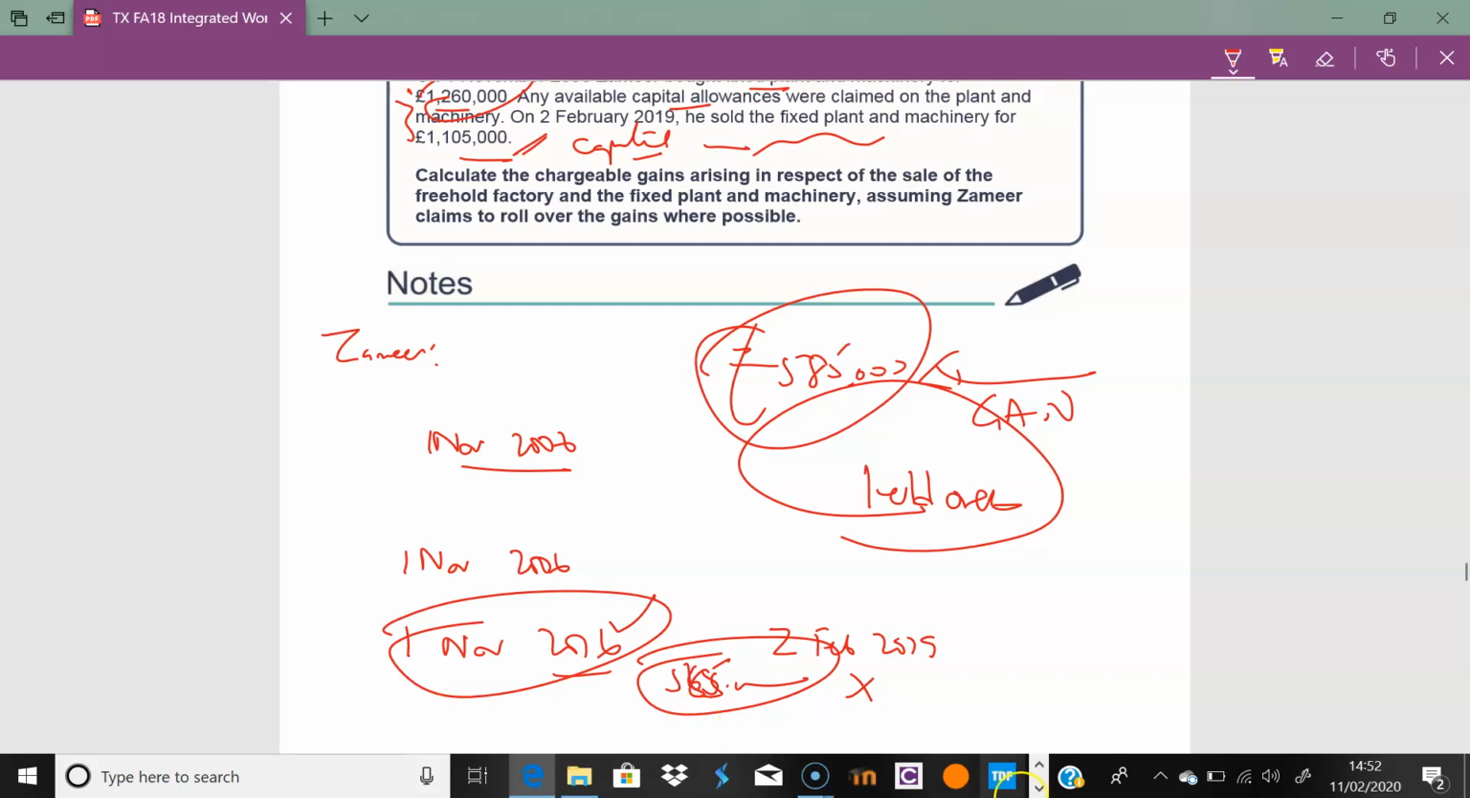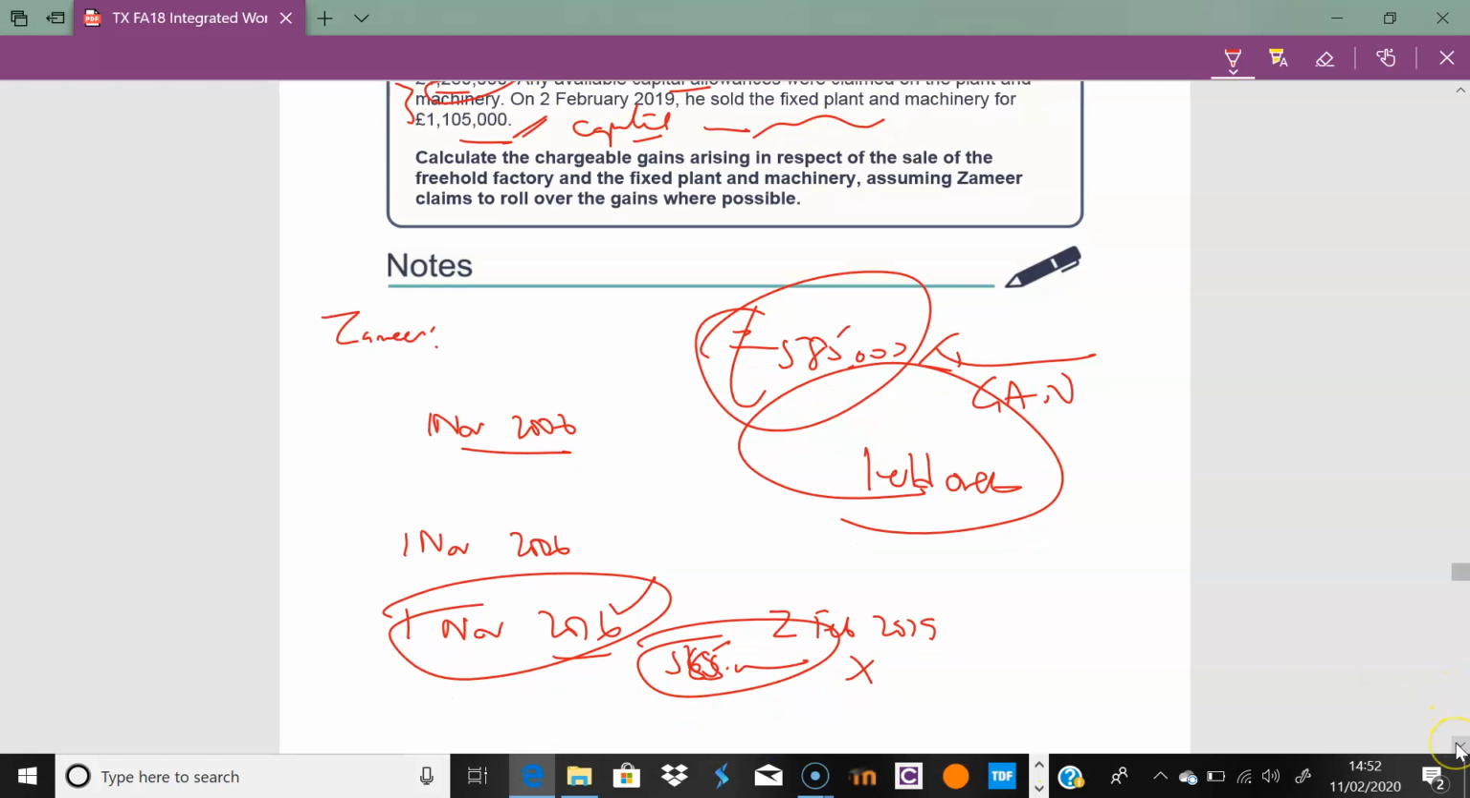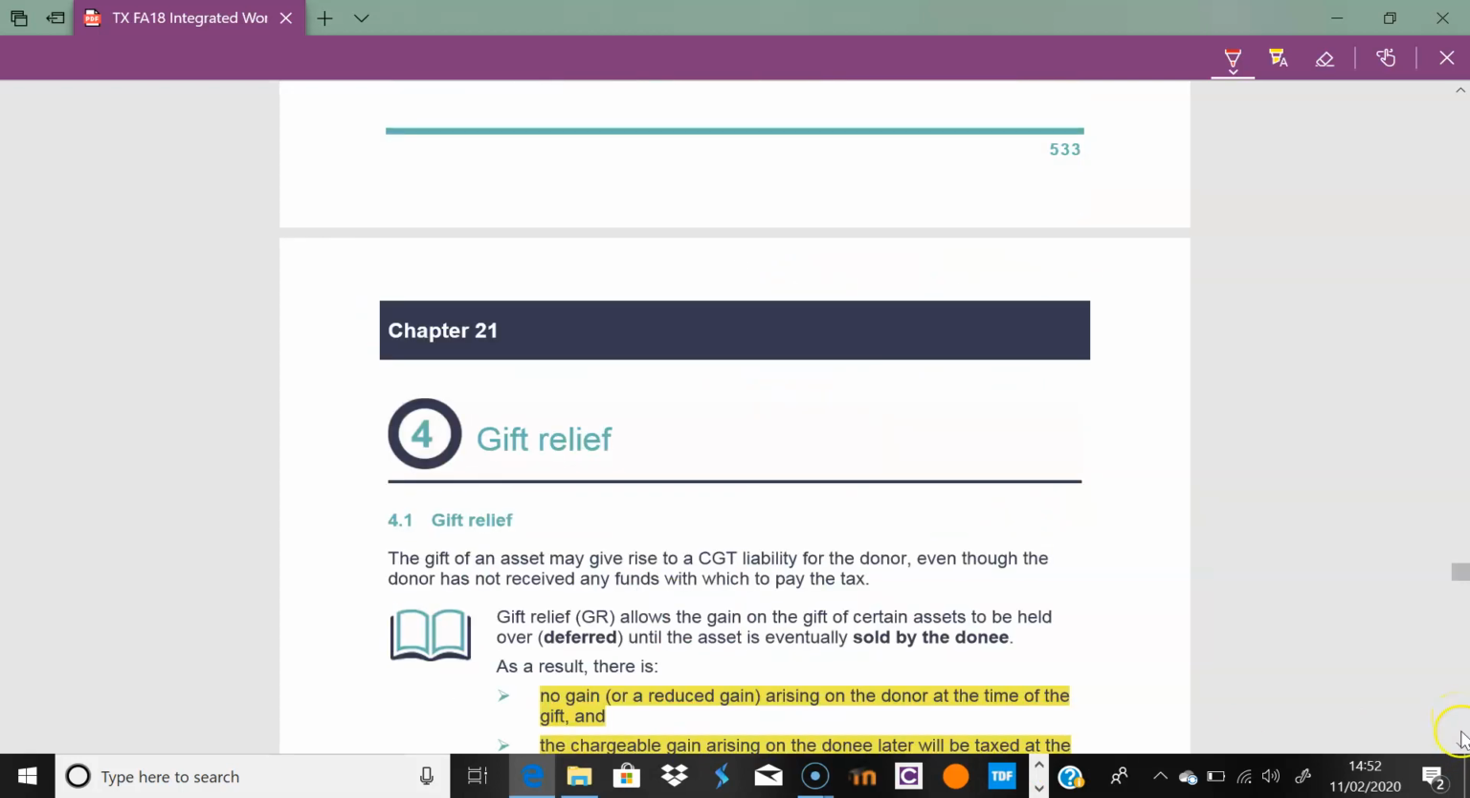Right, that's example 9. That might be the last bit before we talk about gift relief. I think, yes, it is. So what we'll do is we'll end that video there, and then we will start talking about gift relief in the next video.